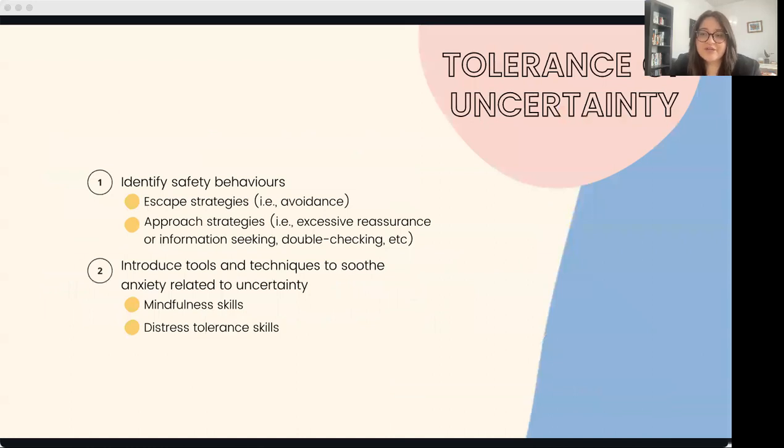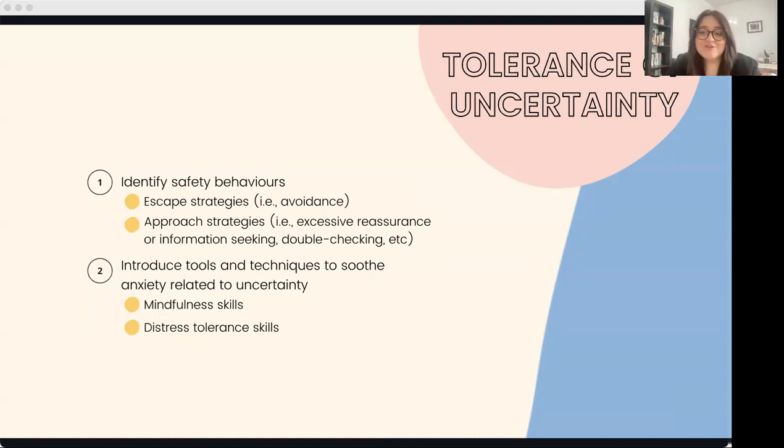The third step of treatment revolves around slowly developing some tolerance to uncertainty. So the first thing we need to do is identify safety behaviors associated with uncertainty that clients engage in. There are two main types of safety behaviors. We have escape strategies, which refers to avoidance. And then we also have approach strategies, which includes things like reassurance seeking, excessive information seeking, double checking, excessive list making, etc.